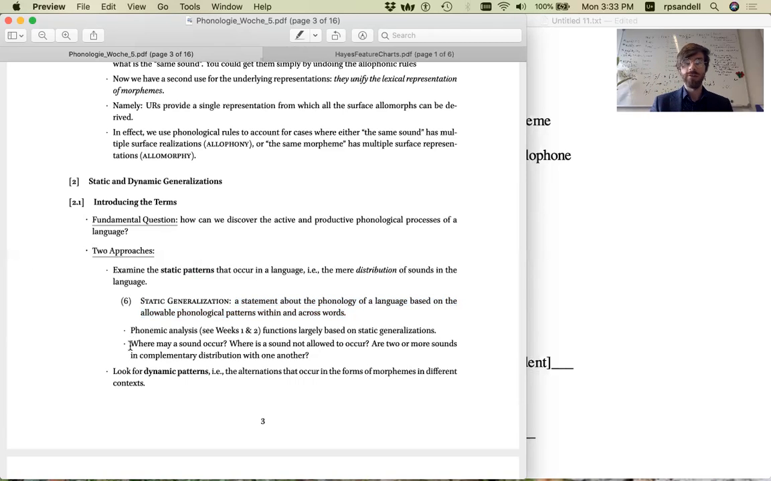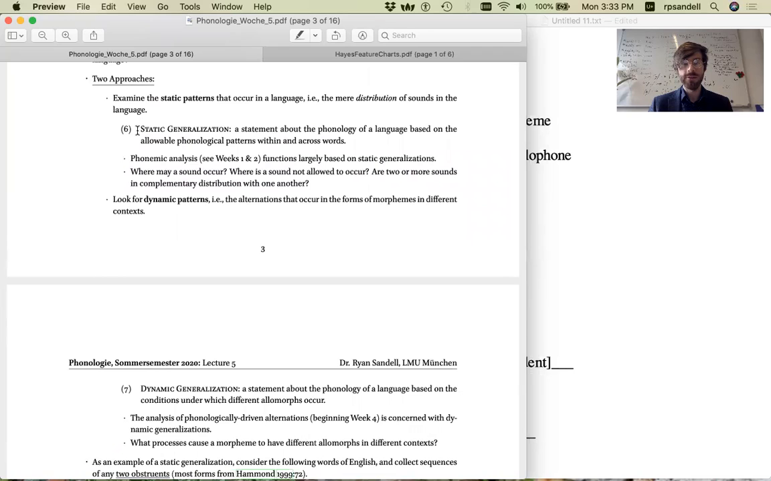So we ask ourselves questions such as, where may a sound occur? Where is a sound allowed to occur? Where is a sound not allowed to occur? And are two sounds in complementary distribution with one another? Here we should recall that the condition of complementary distribution was a necessary part of establishing whether two sounds should be considered to belong to the same phoneme or different phonemes.